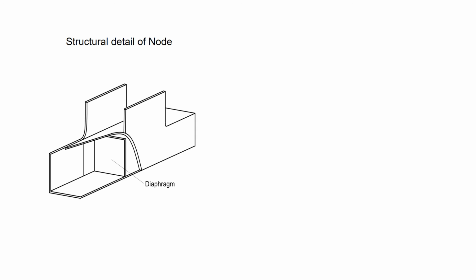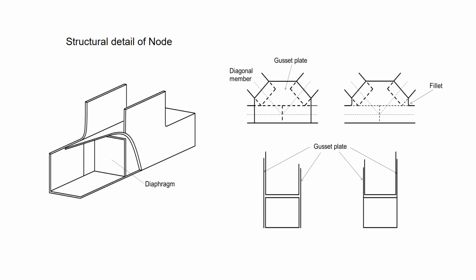Structural detail of node is illustrated here. Diaphragms are arranged at the node to prevent deformations of cross-sections. The diagonal members are connected to the lower chord through the gusset plates. The gusset plate is welded to the webs of the lower and the upper chord, or a part of the web forms the gusset plate. The diagonal member is inserted between the right and left gusset plates and bolted together.